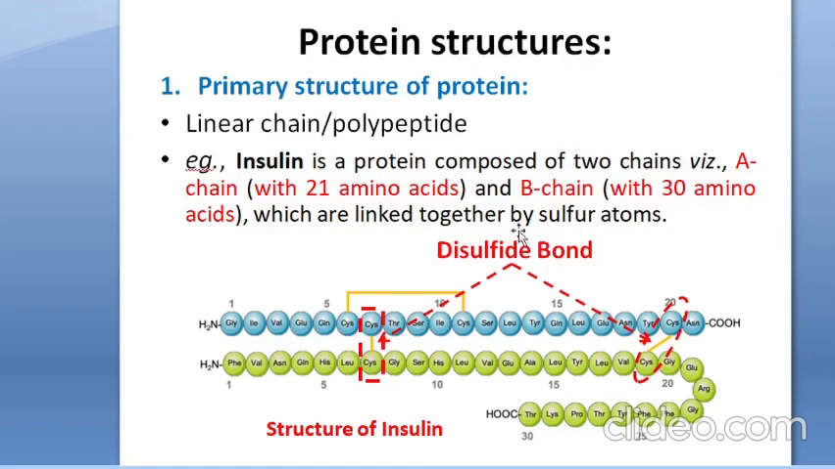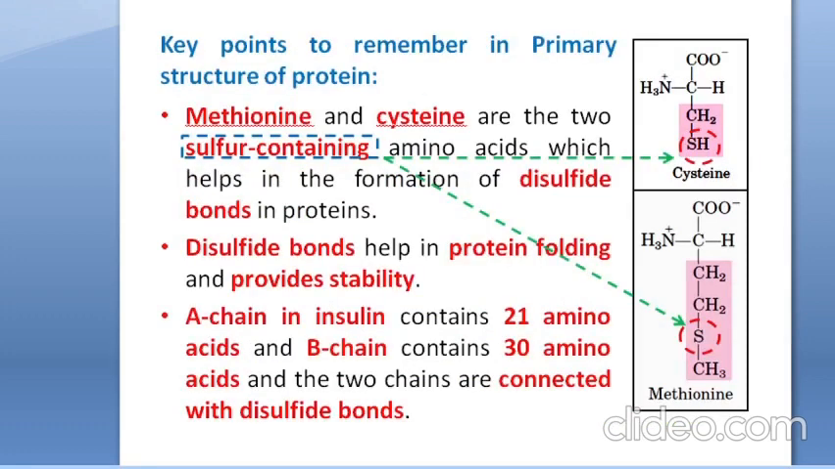It has two linear chains. One is called the A chain and the second one is the B chain. The A chain consists of 21 amino acids, and the B chain bears 30 amino acids, and these two chains are connected with each other by disulfide bonds, which are formed between cysteine. In my last video, I forgot to mention that cysteine and methionine are the sulfur containing amino acids, which help in the formation of disulfide bonds in proteins. Disulfide bonds also help in protein folding, and they also provide stability to the protein.